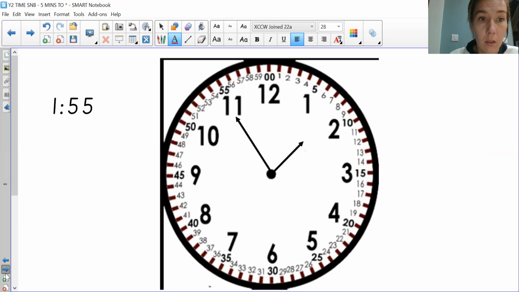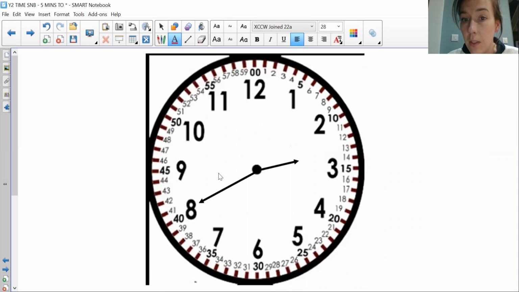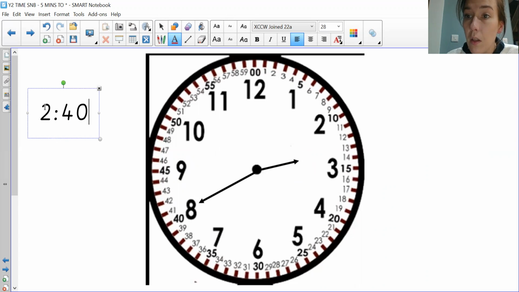Let's have a look at another one. Right, this one, it's not quite yet on the 3. I've got a long minute hand here pointing to the 8, which is 40. So the hour that you need to write for this one is going to be 2, because it's not left 2 yet. It's going to be 2:40, which you can write like this, 2:40. Like I said before, it's 2 o'clock and 40 minutes.